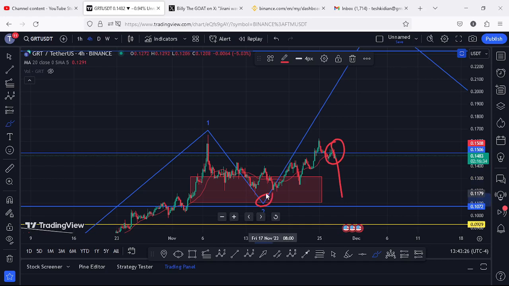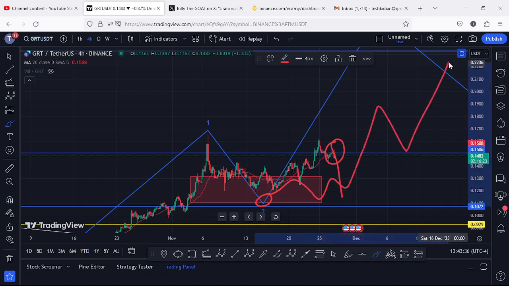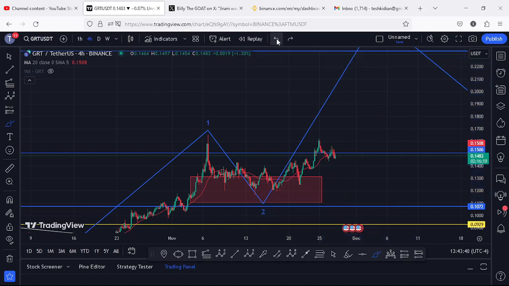Once we have a low in place and we continue holding within the area, we can expect another reversal to the upper side, breaking above resistances and getting impulsive once more in the formation of that wave 3. So that is what I'm watching out for here on the GRT chart in the next coming hours, on the short term and also on the long term.